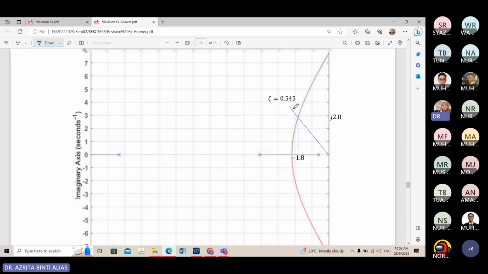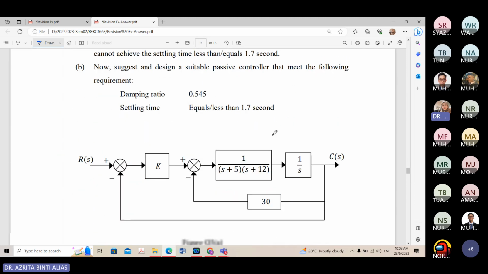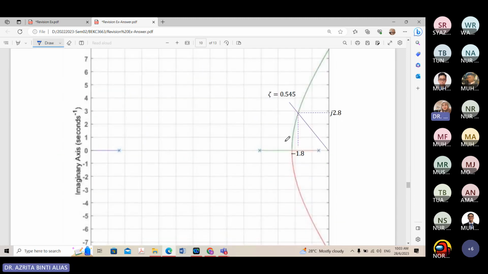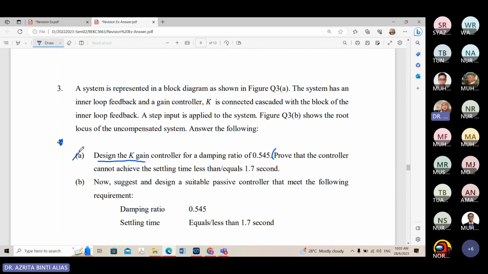So dia bagi dekat sini system and root locus with the zeta line of 0.545. So the first question dekat sini dah cakap K gain controller. So tak payah fikir, tak payah propose another controller. So what you need to do is design the K gain controller. It mentioned here K gain controller.